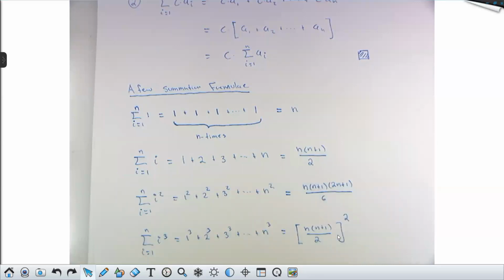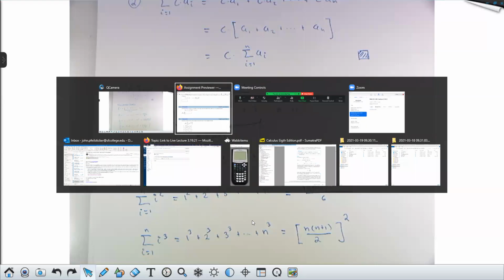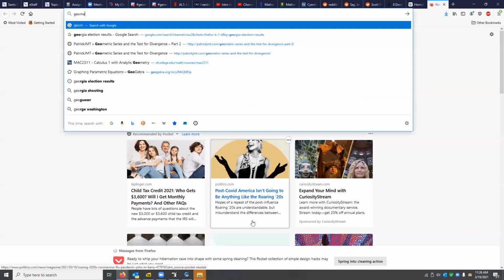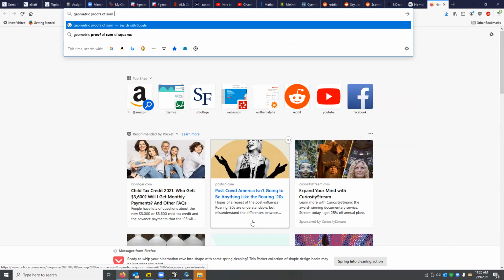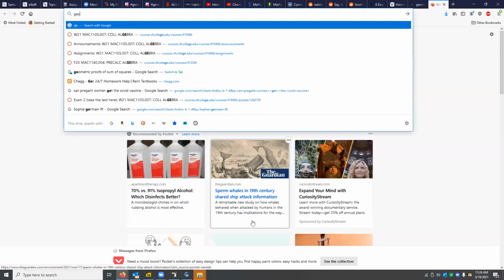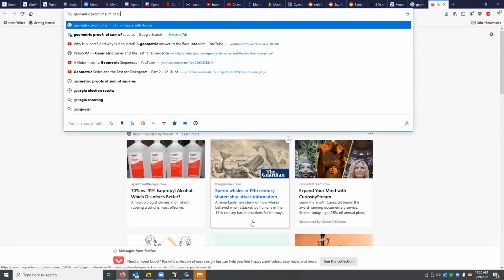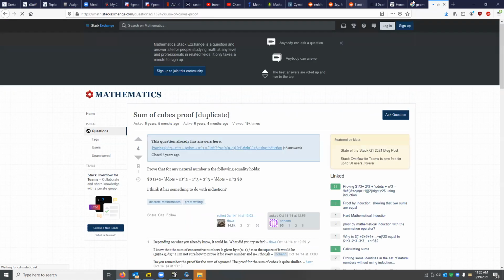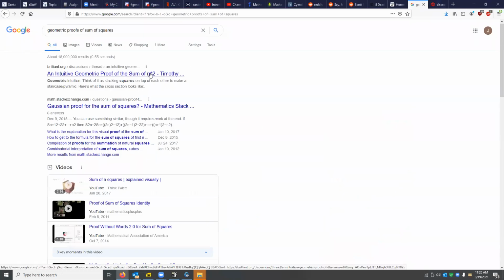These other guys require a little bit more work, and they're really good exercises in proof by induction. If you've ever heard of that and you want to get good at it, you can prove these using mathematical induction. But there are also geometric proofs. So let me see if I can find a link here for you. So, sum of cubes. The sum of squares proof is a little bit better known.